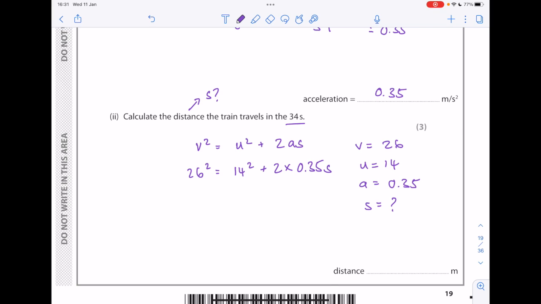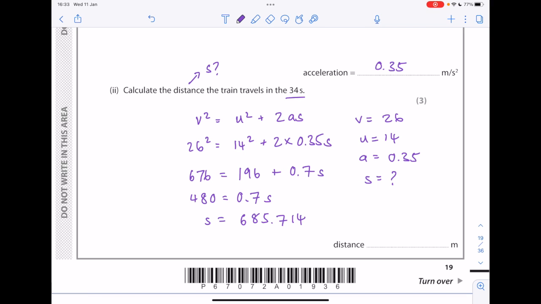So first of all, do 26 squared, 676. 14 squared is 196. 2 lots of 0.35 is 0.7. Take 196 away from both sides to get 480. And then divide both sides by 0.7 to find s. So to one decimal place, our answer is 685.7.